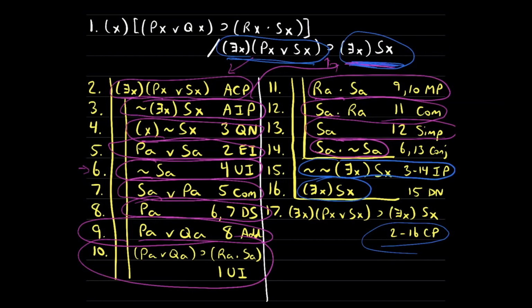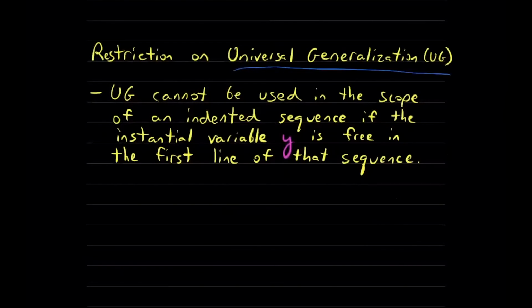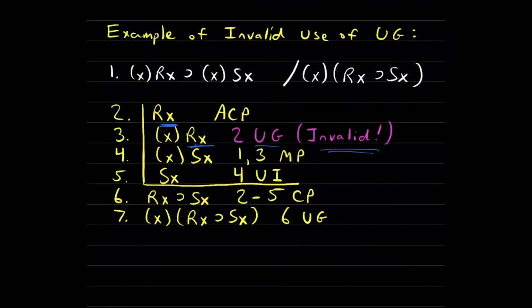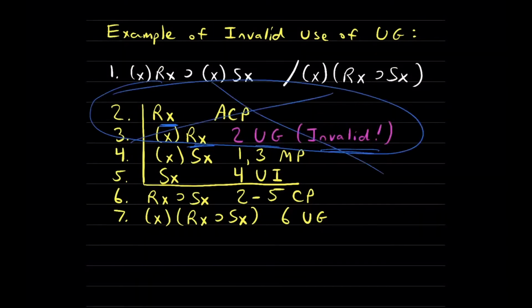So from here, there's really nothing new about conditional proof and indirect proof. Structurally, they're set up exactly the same way as they were in propositional logic. But again, just to reiterate this point, you have to keep in mind this restriction on the universal generalization rule: you can't use universal generalization inside the scope of an indented sequence if the instantial variable that you're using to generalize is free or unbounded or isn't attached to a quantifier in the first line of that sequence. If you try to do that, that will result in something invalid, like you saw here in this sample proof with an invalid step. So again, I'm going to make this really explicit: do not use universal generalization in this way. That's an invalid step.